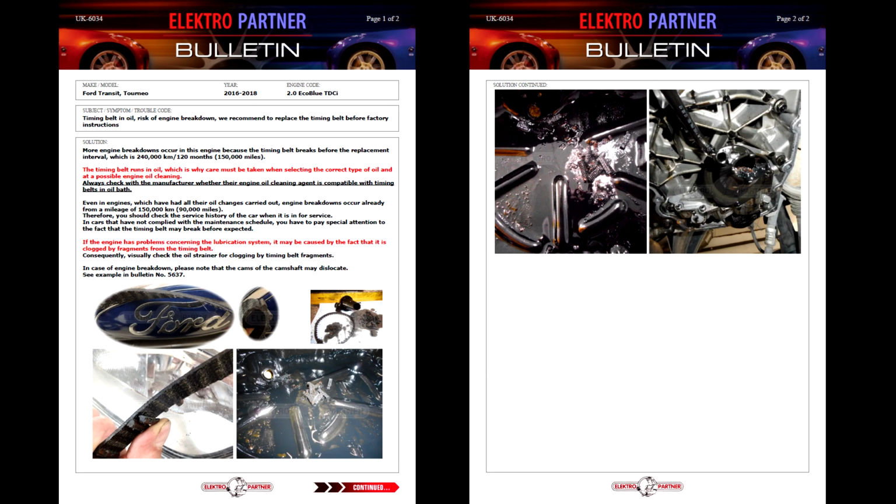On engines with timing belt running in oil, things can also go wrong. We here share information that we have several cases on. Engines where the timing belt breaks from a mileage around 150,000 kilometers, even though the OE recommendation is to replace it at 240,000 kilometers.